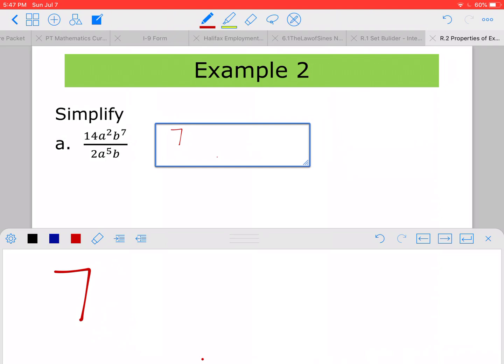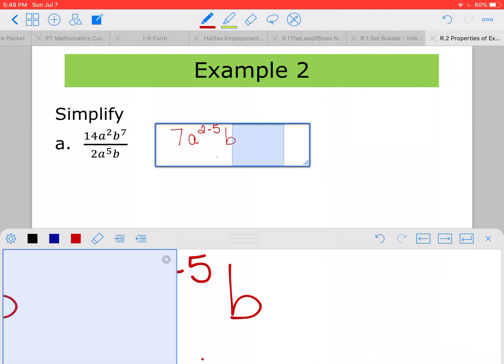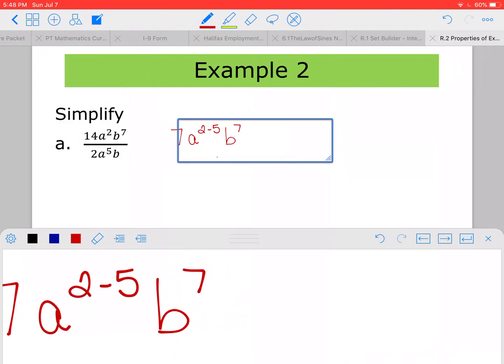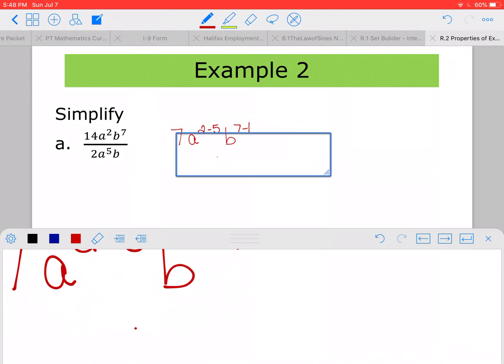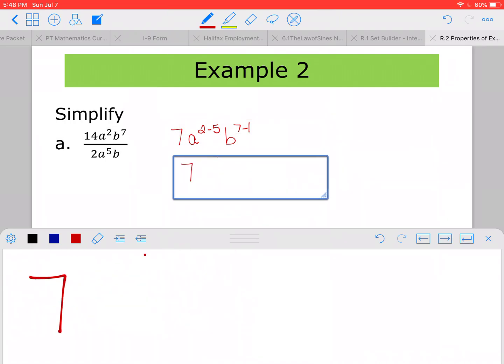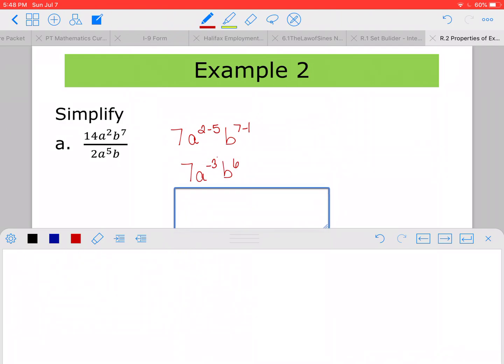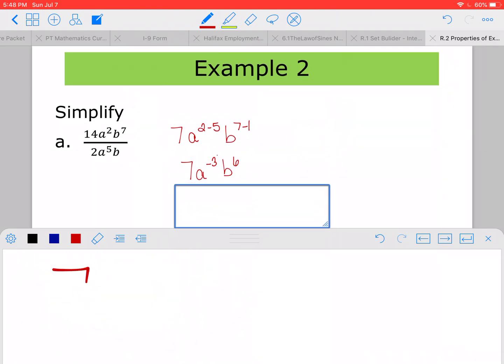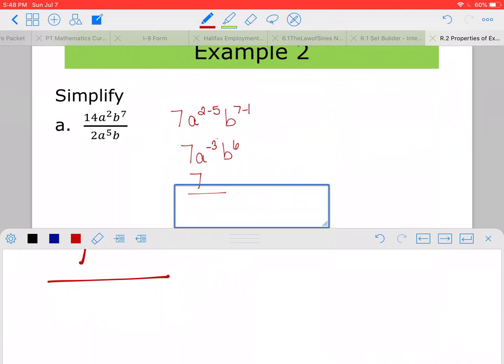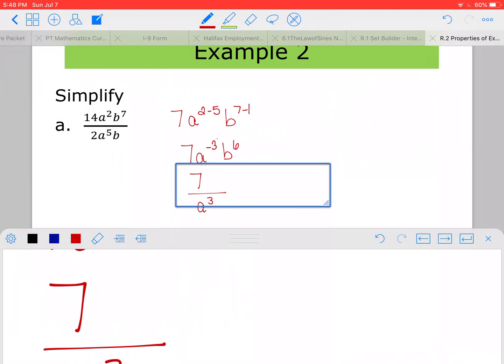Then with our a, we've got a 2 on the top and a 5 on the bottom. So that's 2 minus 5. And for b, we've got a 7 on the top and a 1 on the bottom, so that's 7 minus 1. That gives us 7a to the negative 3, b to the 6th. To simplify that, we take our a to the bottom. So we've got 7a cubed on the bottom and b to the 6th on the top.